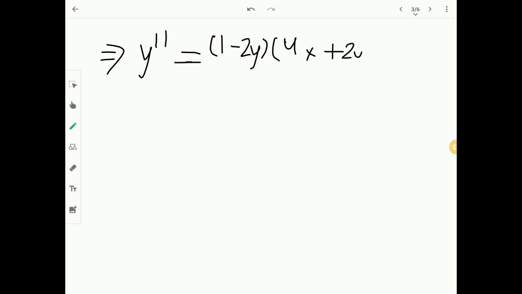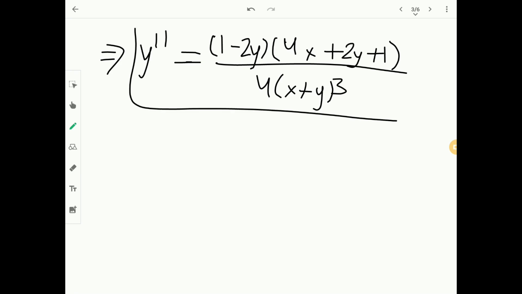It's simple algebra, and the final answer for y double prime that you should get is, now don't worry if you get a very long answer and it's nothing similar to this. You may have just gotten the expanded form. I've simplified it: (4x plus 2y plus 1) all over (4x plus y) cubed. So this is the way you solve it.